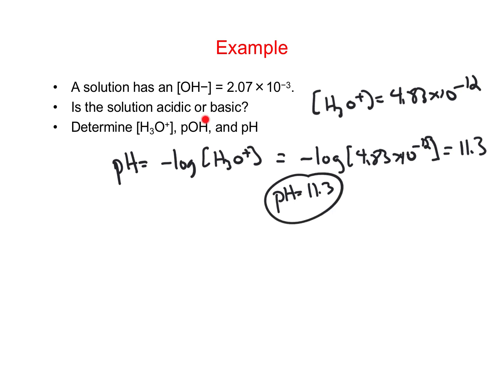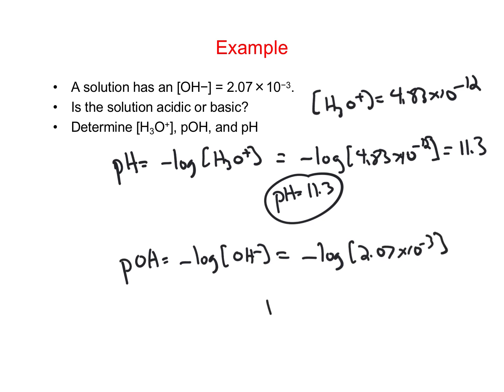All right, and now to get the pOH, I think it's pretty easy to do it one of two ways, right? I know pH plus pOH is equal to 14, so I could use the pH to get it, or I know that pOH is negative log of the hydroxide ion concentration, so I could take the negative log of 2.07 times 10 to the minus 3. For no particular reason, I'm going to go that route. So pOH, and so that gives me a pOH of 2.68.